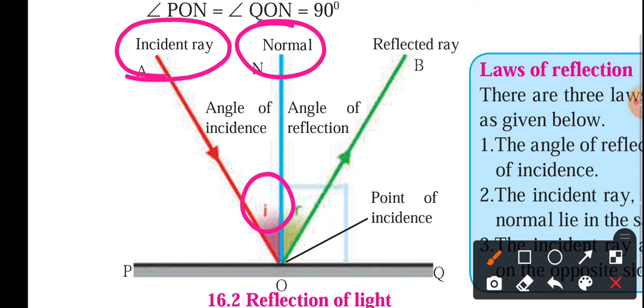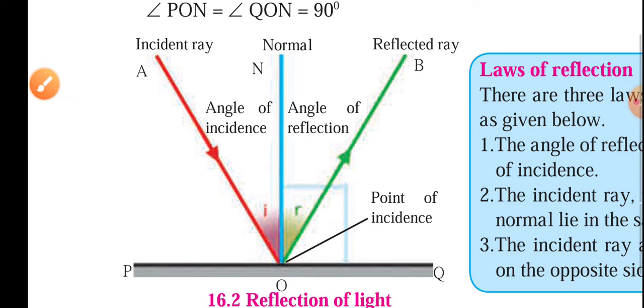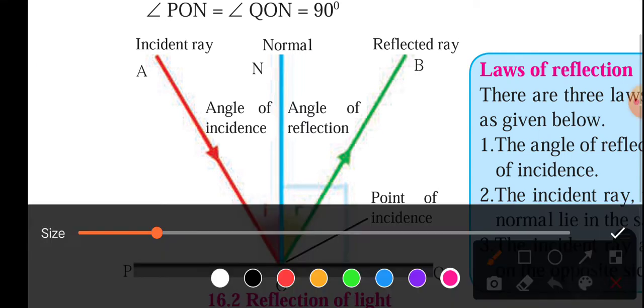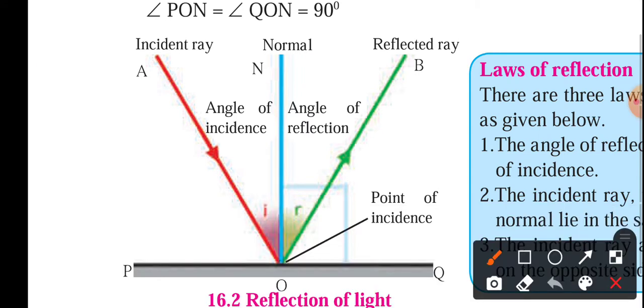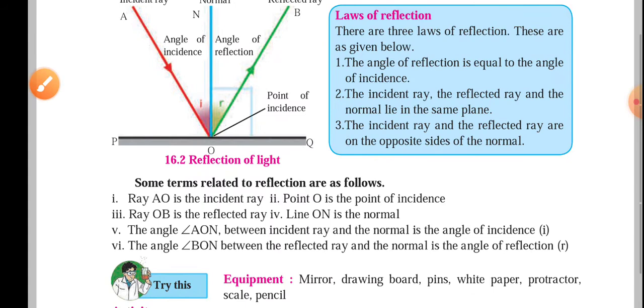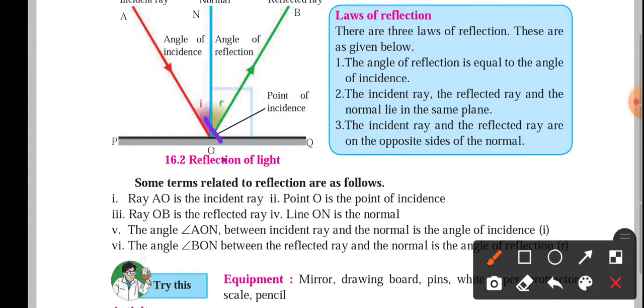Now, after striking that particular surface, the light changes its path. What was expected in this case is that the light should go this way, but it is not going this way. It is changing its path and going in some other direction.